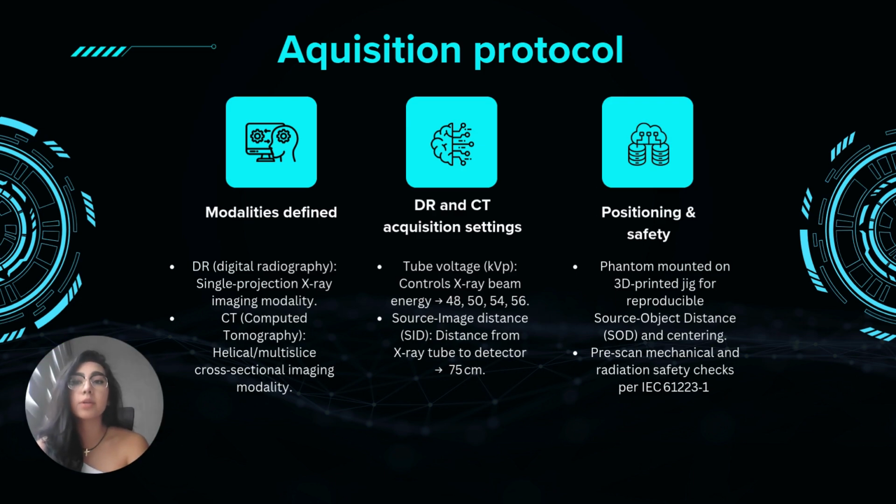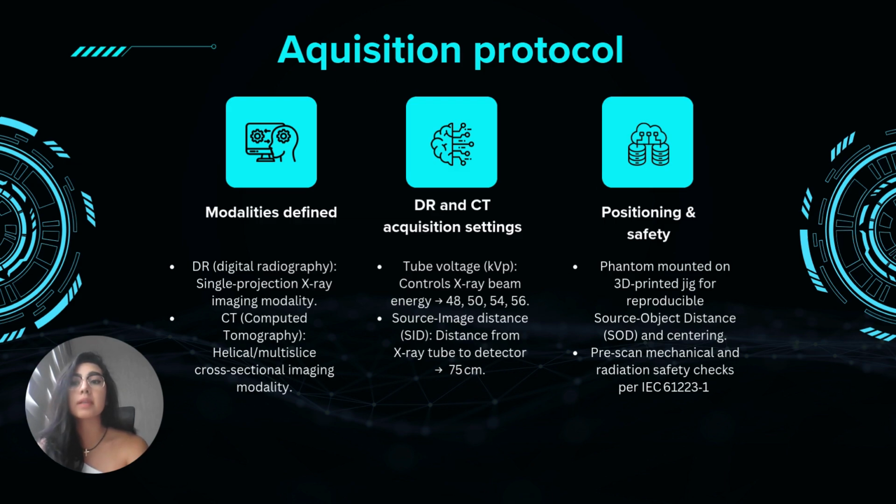We acquire images using two different imaging modalities: digital radiography and computed tomography. For the digital radiography scans, we use a tube voltage of 70 kilovolts peak, a current-time product of 5 milliampere seconds, and a source to image distance of 100 centimeters. We ensured that all phantom models were captured in a single projection.